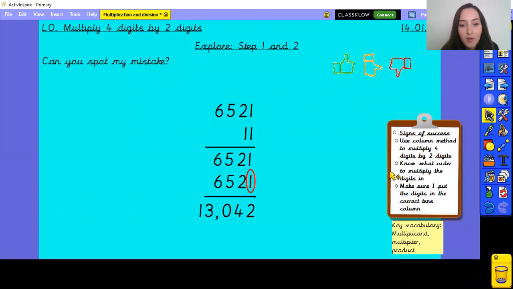So as always, when you do this in your work on your own, I'd like you to try and avoid making this mistake, which is really easy to do. So make sure every time you multiply the tens column, there is a 0 in the ones column.